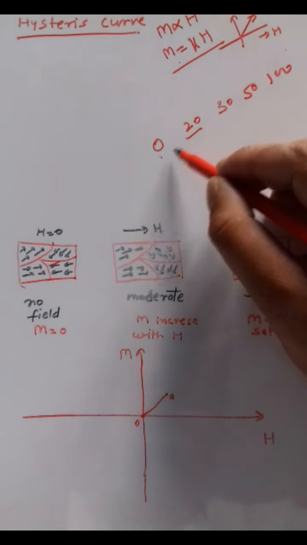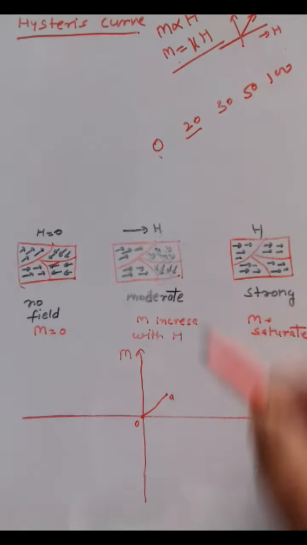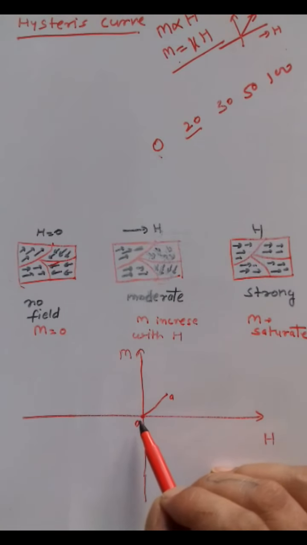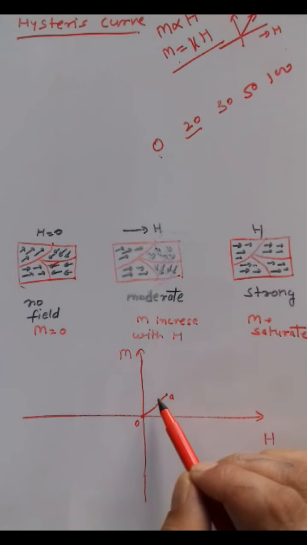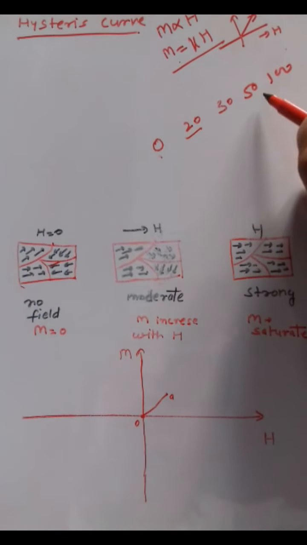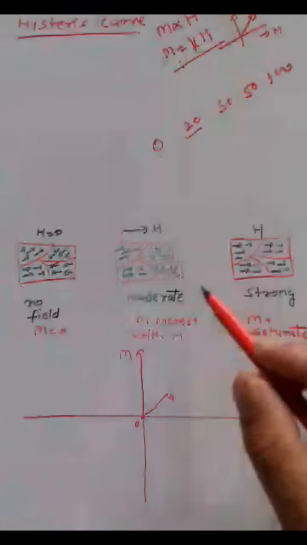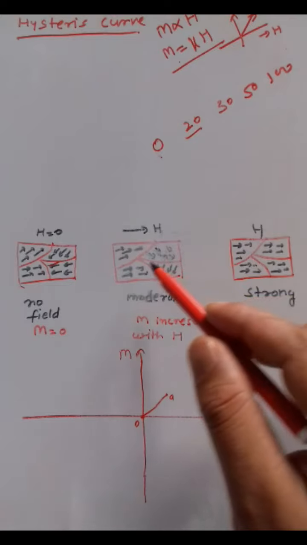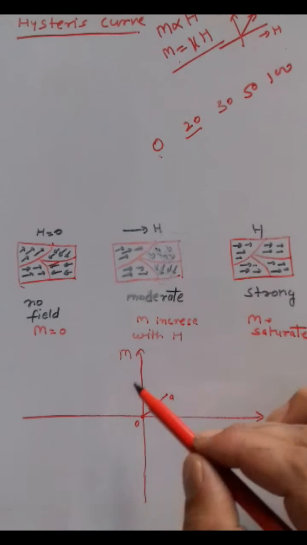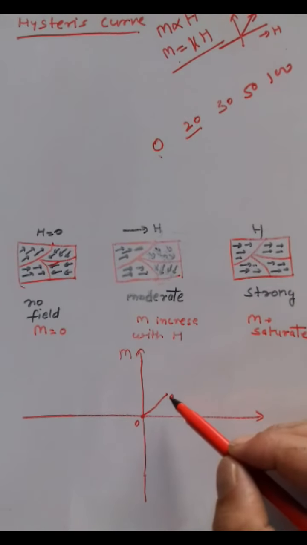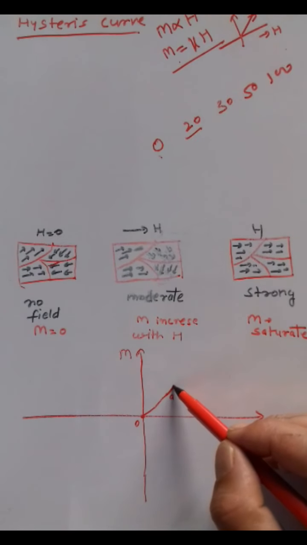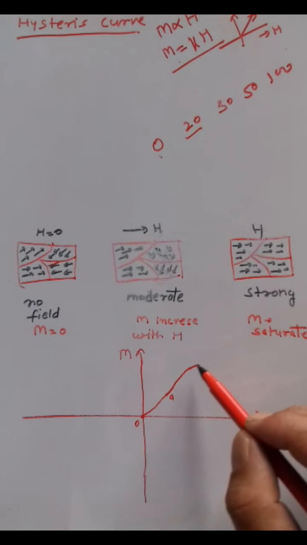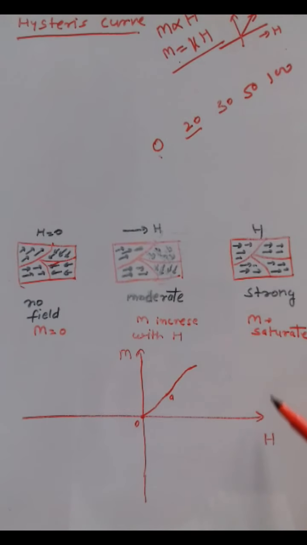Now suppose we have applied 20 Gauss. If we increase the external field beyond A, suppose 30 to 50 or up to 100 Gauss, more and more domains turn themselves to the direction of the external field. So the magnetization will also increase. We will get this type of curve, and the magnetization is increasing with the external field.